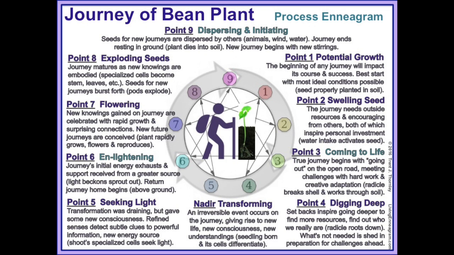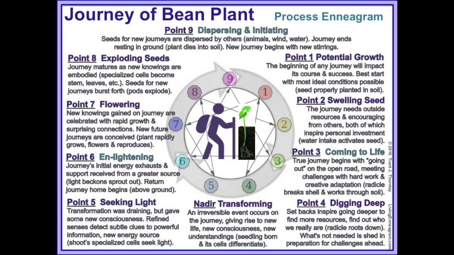So it's not just about the bean plant, we're seeing more of a universal journey. And I use the metaphor of journey. So I've got this person journeying here. For example, point 1 in any stage represents potential growth. It's the beginning of the journey. And the beginning of the journey in any process will impact the way that the journey unfolds. So it's best to start with ideal conditions.